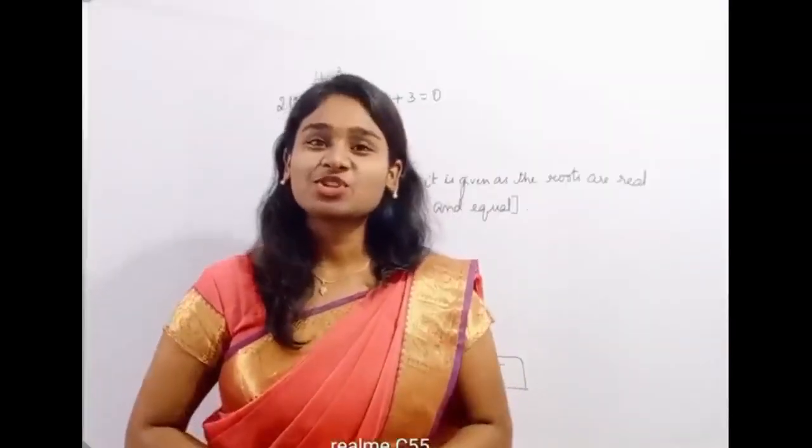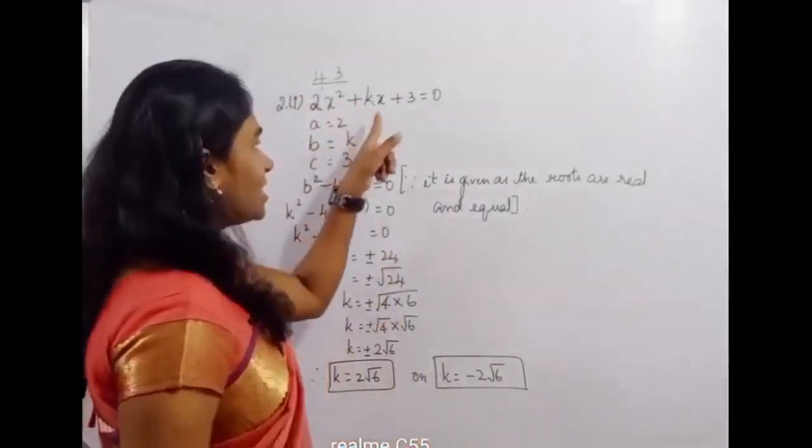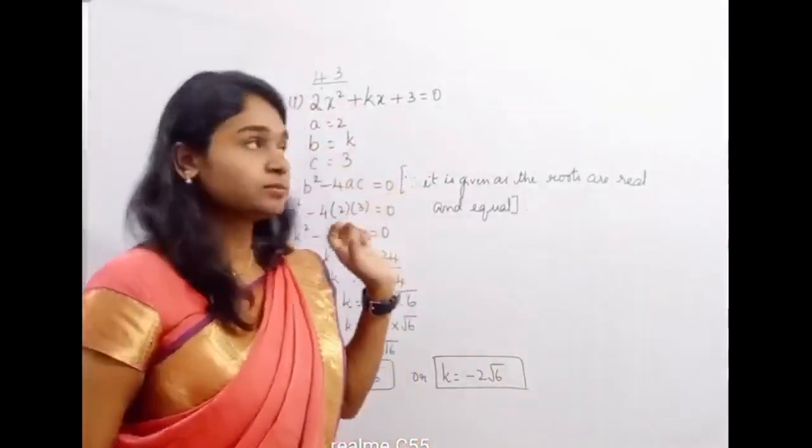Let's look at the first question of the second main. So here again, 2x square plus kx plus 3 equal to 0.